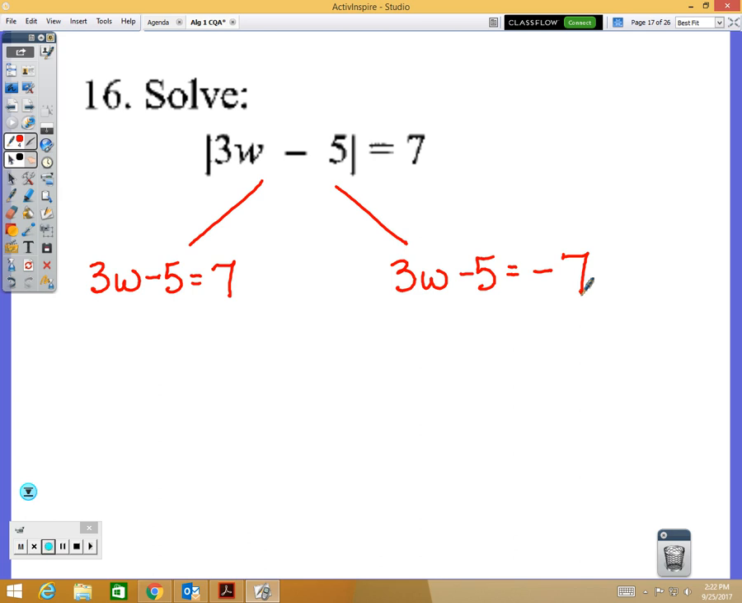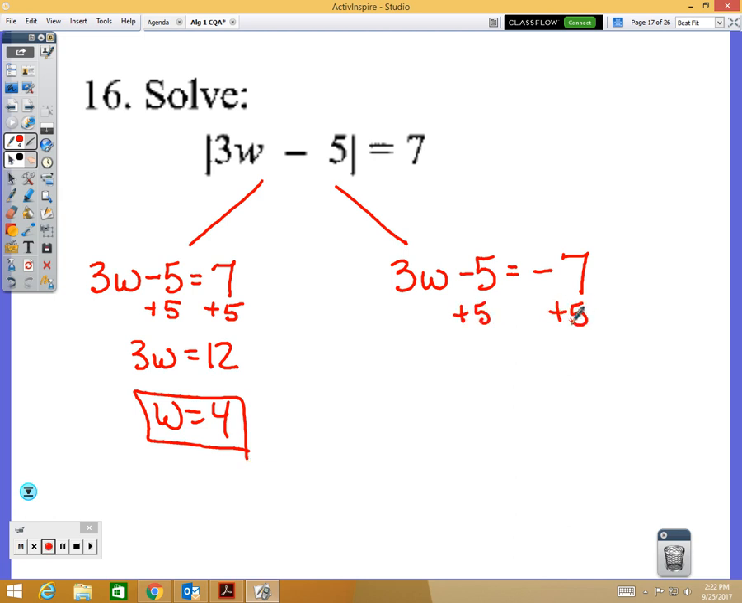So solving this one over here on the left, I'm going to add 5 first, giving me 3w equals 12, so w equals 4. Over there, add 5. I get 3w equals -2, divide by 3, so w equals -2/3.